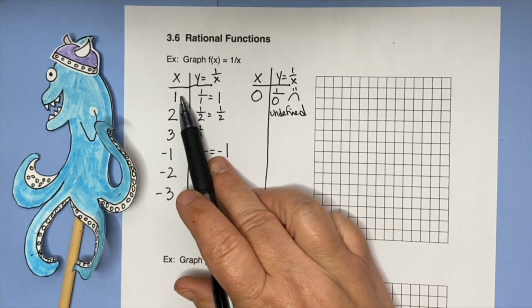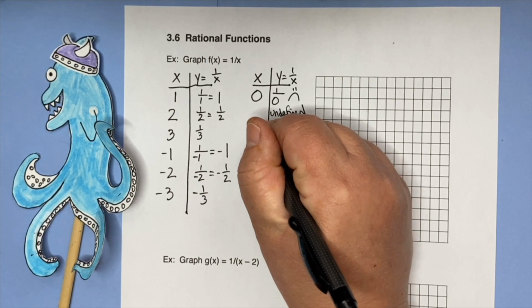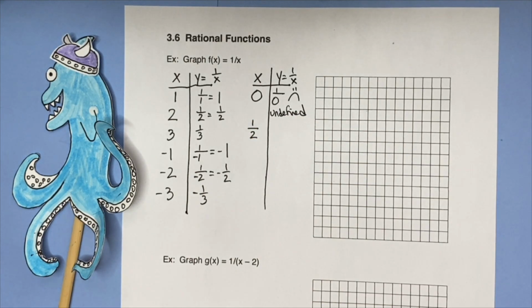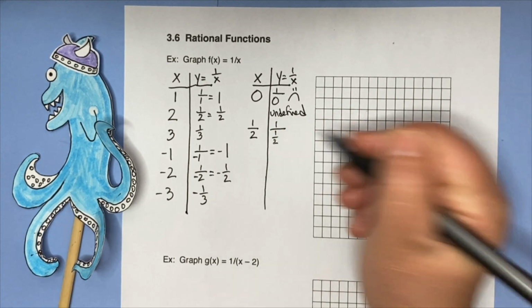Now, is 1 or -1, are those close enough? And the answer is not really. And this is because I happen to know what's going to happen when x is 1/2. When x is 1/2, y is 1 over 1/2.